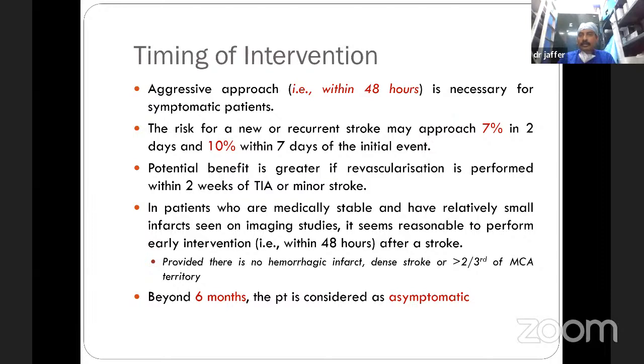So these are the usual timings which we do consider in our institute. And a patient is defined as asymptomatic after the event only after 6 months.